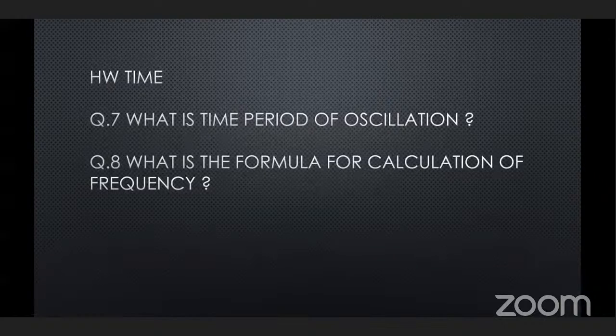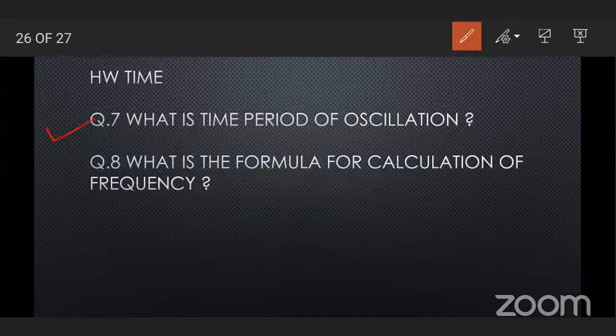Question 7. What is the time period of oscillation? The time required by an oscillator to complete one oscillation is called the time period of oscillation. Very good. Listen again. Understood now, everyone? How much time is required to complete one oscillation is called the time period of oscillation.